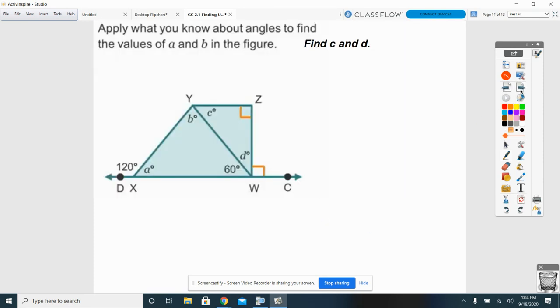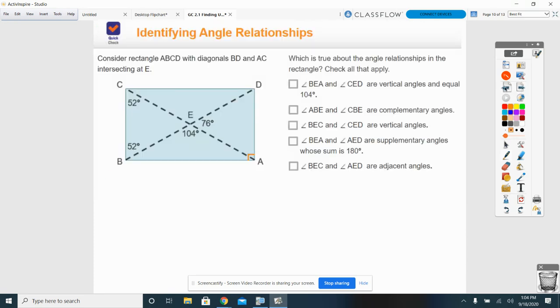This might be the last one. Nope, there's 2 more. Dang, 3 more. Woo, dogs, we're working hard today.